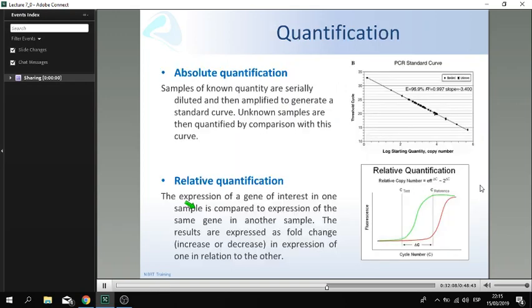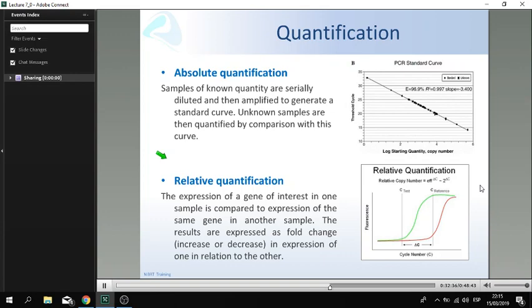So you can quantify everything at the end. You can do absolute quantification and relative quantification. For absolute quantification, you would use samples of known quantity, you serially dilute them, and then you amplify them to generate a standard curve, just like any standard curve that we talked about in the last few weeks. And then you can quantify the amount of unknown samples by comparison with this curve.